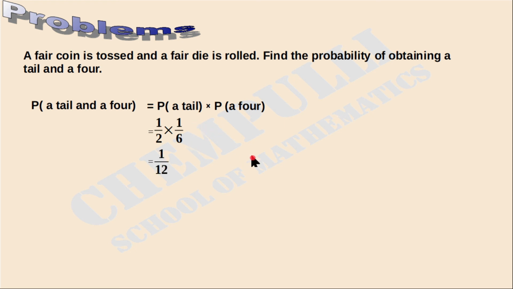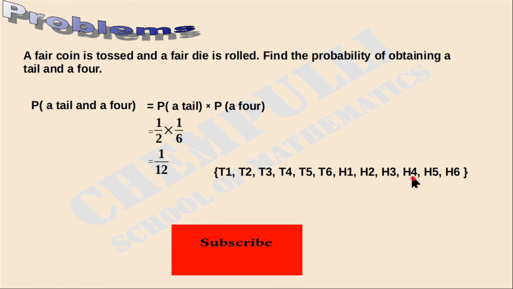Let's say this question we can do in another way also. We can do the same question. A coin is tossed and a fair die is rolled. Then these are all the possible outcomes. What is T1, T2? T1 means the coin shows tail and the die shows 1. T2 means the coin shows tail and the die shows 2. That is T3, T4, T6. Then the coin shows head and the die shows 1: H1, H2. These are all the possible outcomes.